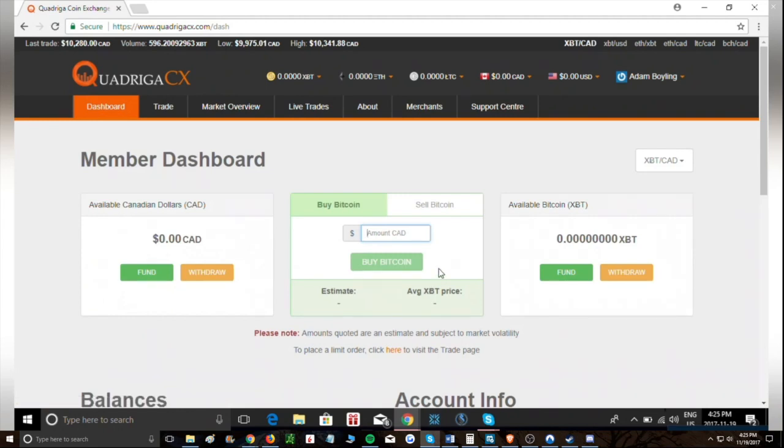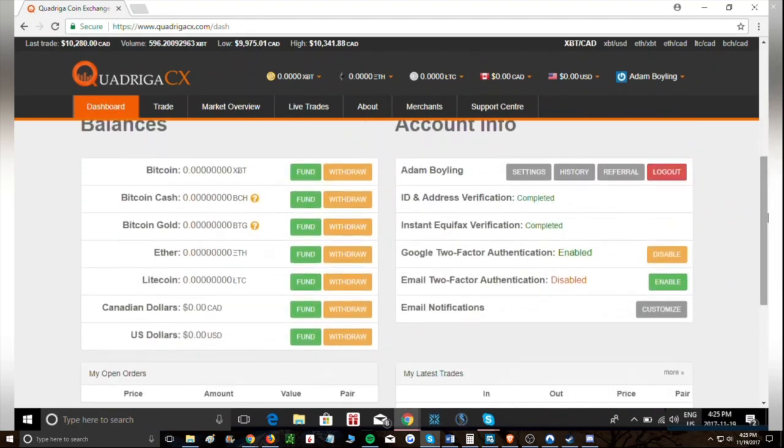We can buy Bitcoin right here. I'd recommend not doing that. As you can see, my available CAD is currently 0 as I'm waiting to make another deposit. Down here, we can check out all of our balances. They have Bitcoin, Bitcoin Cash, Bitcoin Gold, Ether, Litecoin, CAD, and even USD if you would like to fund in that currency. And over here, you can see I'm completely verified.